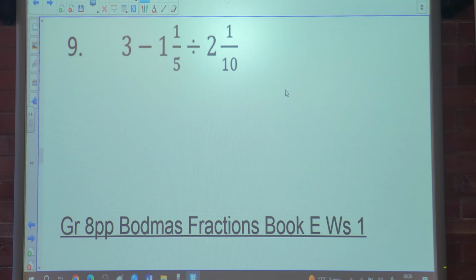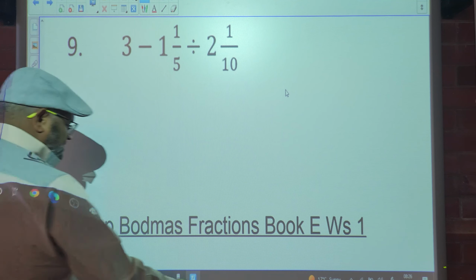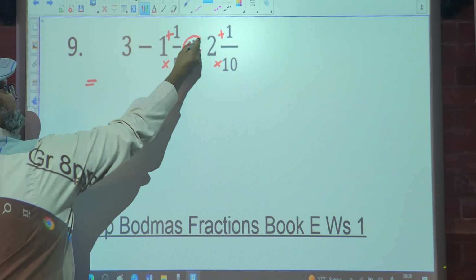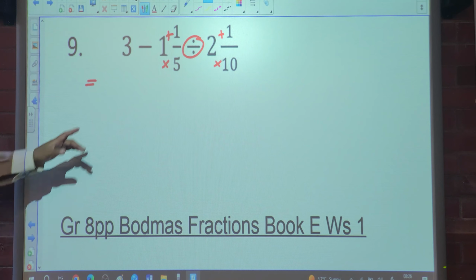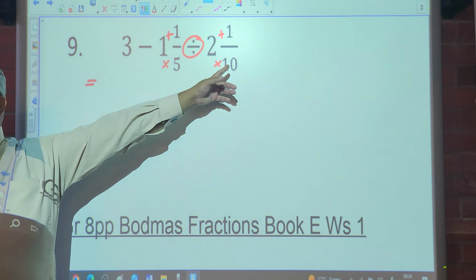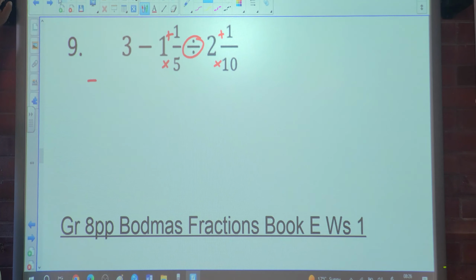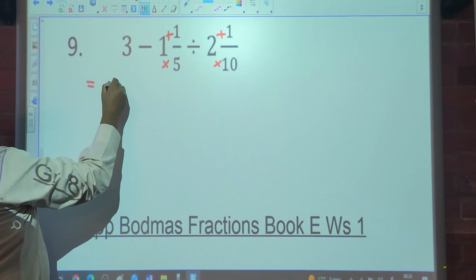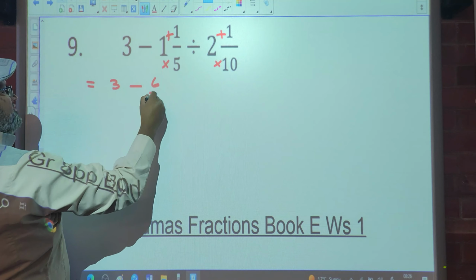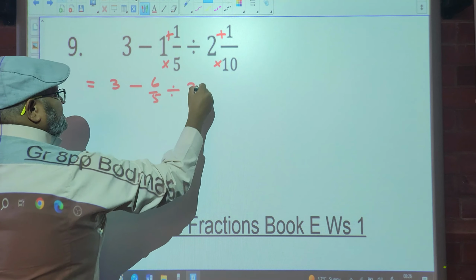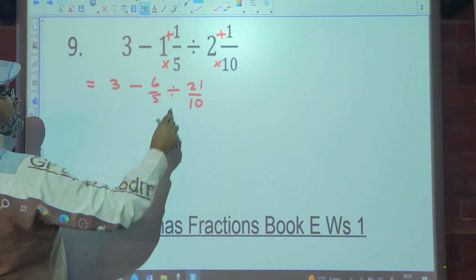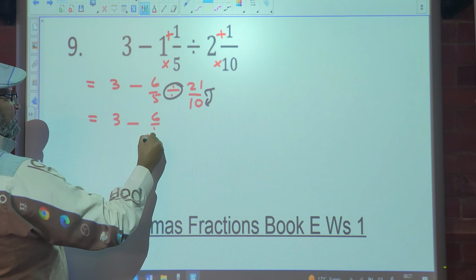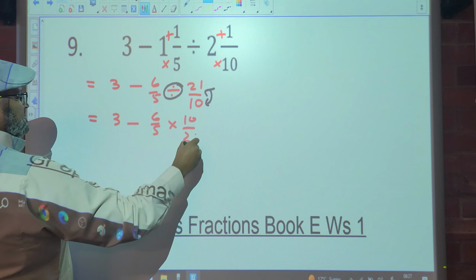Okay, so in number 9, what needs to be done first? Change to improper fraction. Okay, as you can see, we can't change that to multiplication as yet because of the mixed fraction that follows the division sign. So that's going to give you 3 minus 6 over 5 divided by 21 over 10. Now we're going to change this to multiplication, tumble and times. So it's 3 minus 6 over 5 multiplied by 10 over 21.